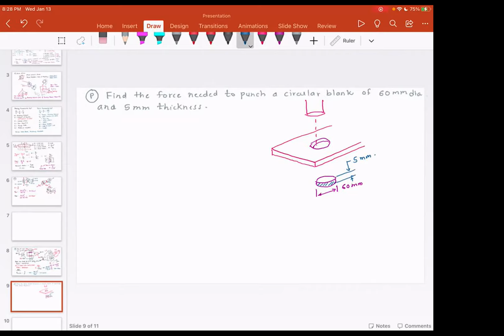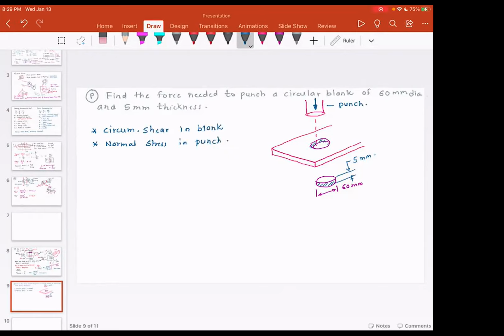Now, this problem has two parts. What I want you to think about is that the force is being applied by the punch, but the blank is actually sheared circumferentially. So this is nothing but a case of circumferential shear. However, the stress in the punch is normal. So, circumferential shear in the blank and normal stress in the punch.